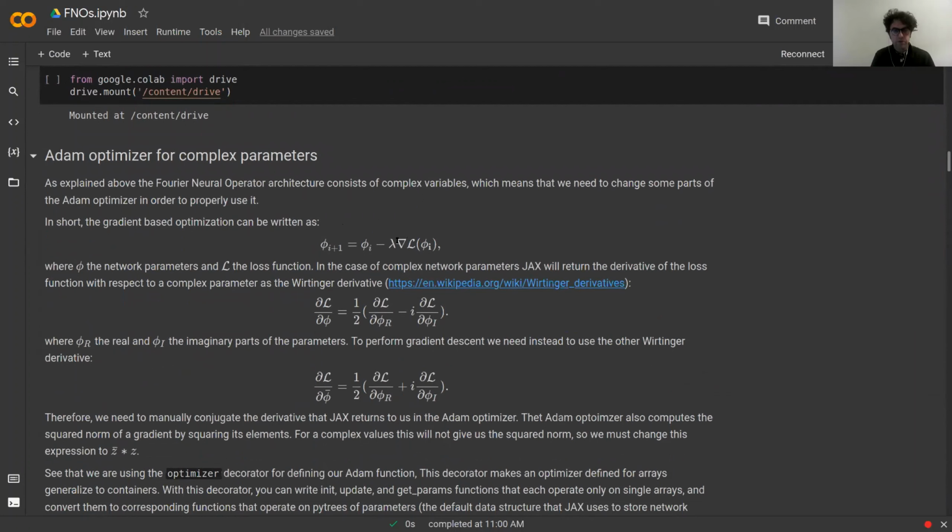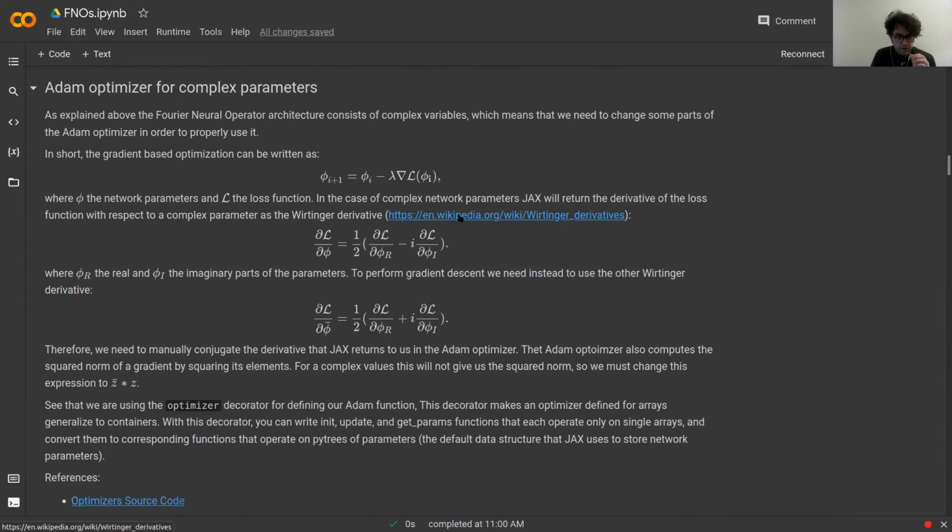Now, as we talked before, you have this R matrix, which is complex-valued and trainable. You learn these parameters from your data. That means you need to change some parts of the optimizer to properly use it. This is how the update step is done in gradient-based optimization. When you have complex parameters, you have these Wirtinger derivatives, and they look like that.